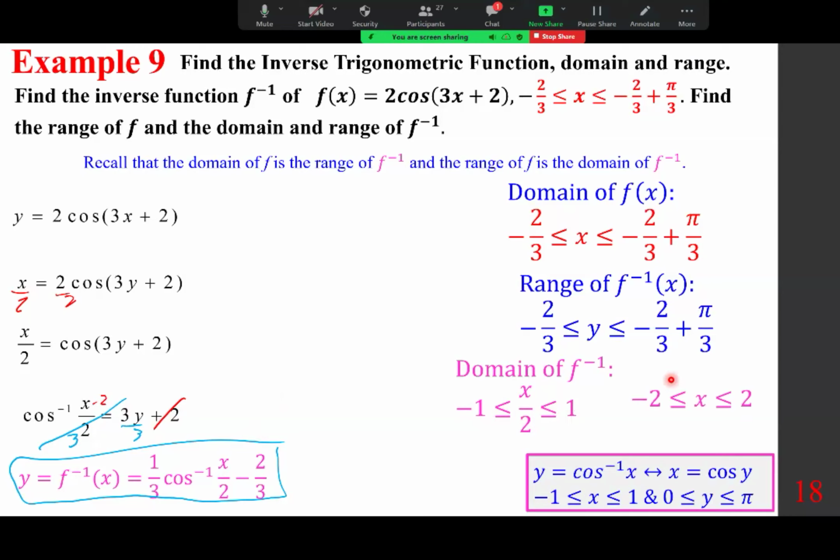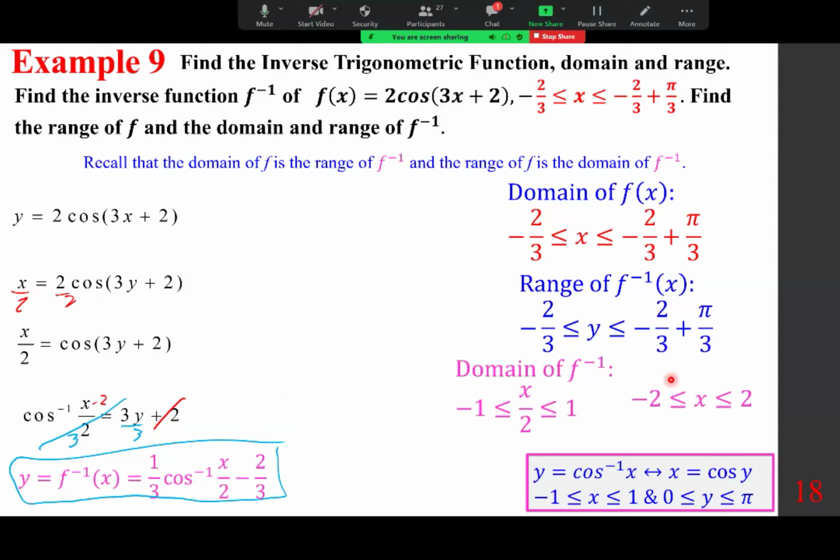Cosine of 3x plus 2 must be between negative 1 and 1. We want 2 of that, so multiply this one by 2. So class, cosine is between negative 1 and 1. This one has 2, so I'm going to multiply everything by 2.